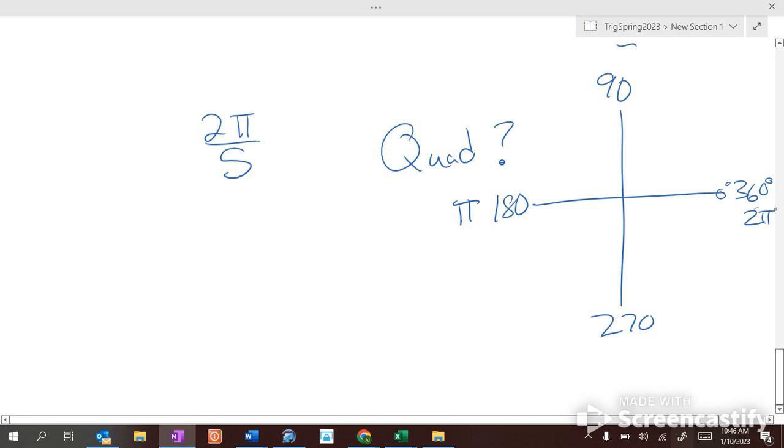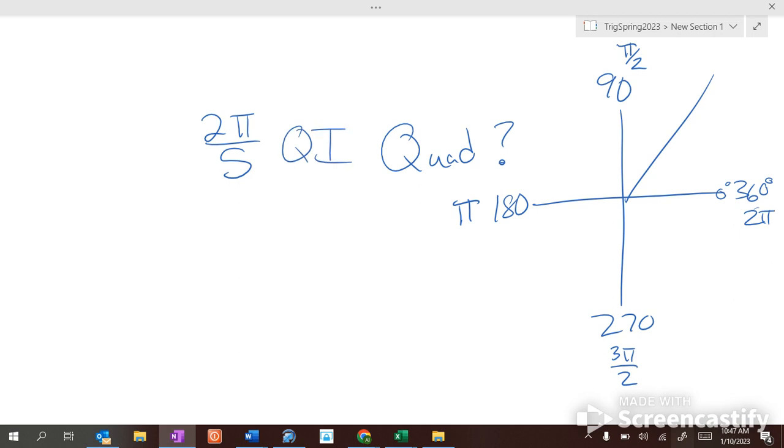So this would be 1/2 pi, or pi over 2. This would be 3 pi over 2. That's how we write it, pi over 2 and 3 pi over 2. So this is 1/2 of pi. How does this compare to 1/2 of pi? Is it bigger or smaller? Is 2/5 bigger or smaller than 1/2? Smaller. So 2 pi over 5 must be somewhere here, which would make it quadrant 1.